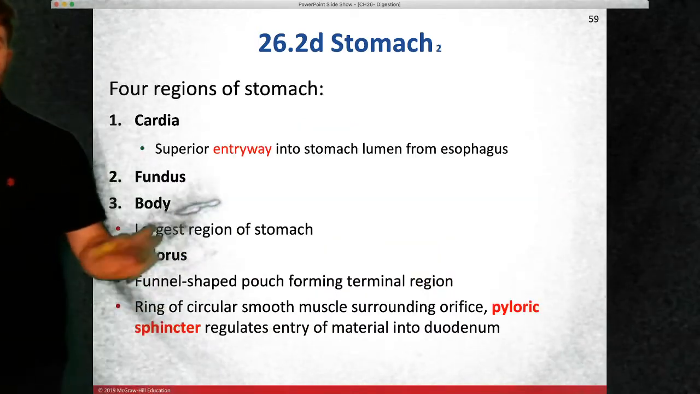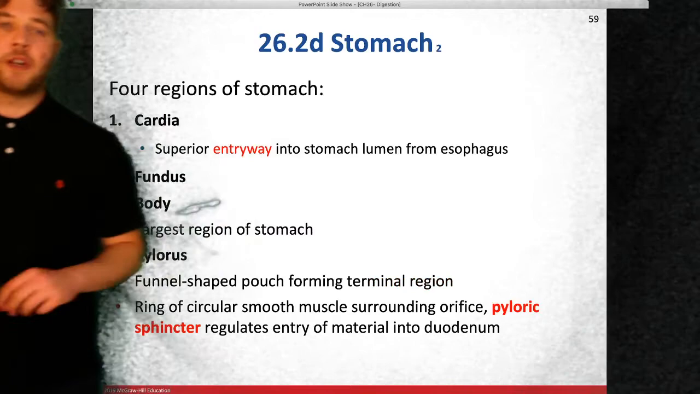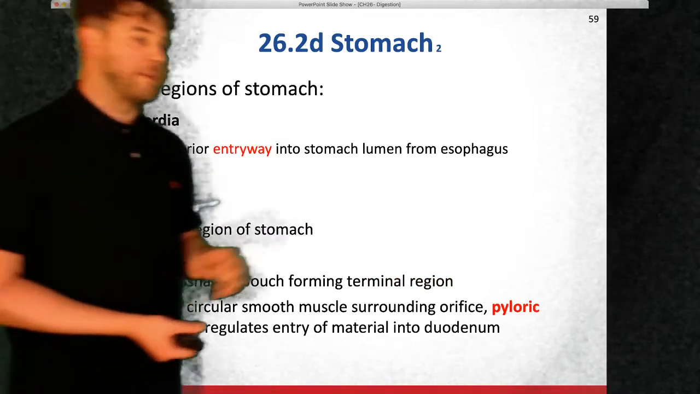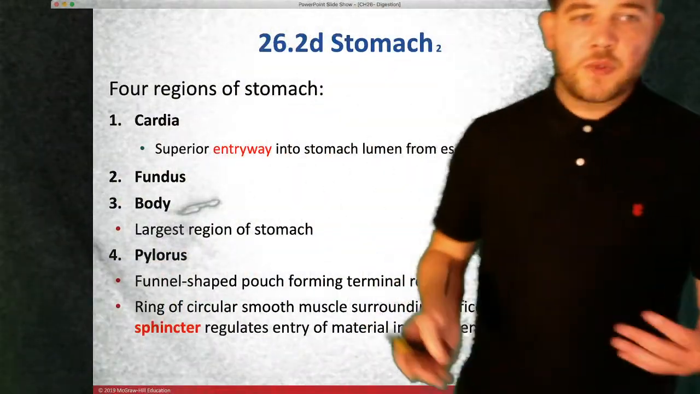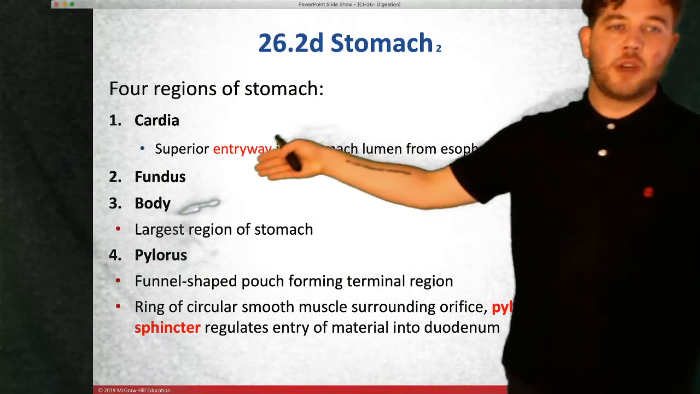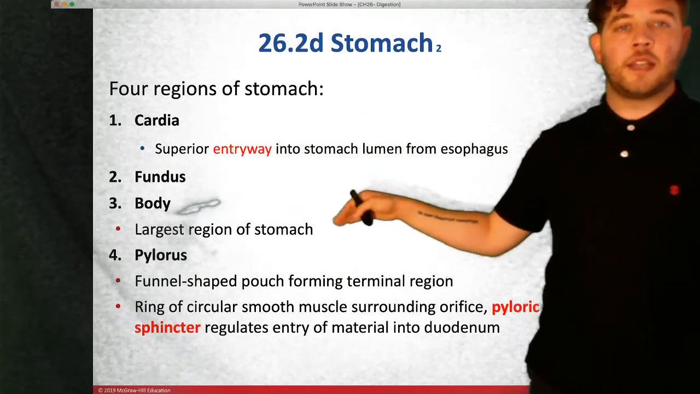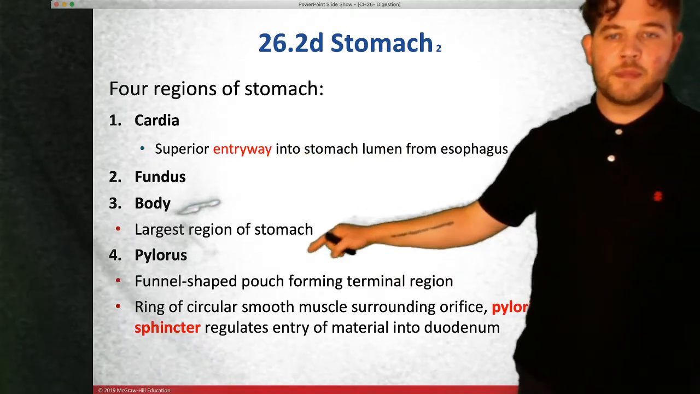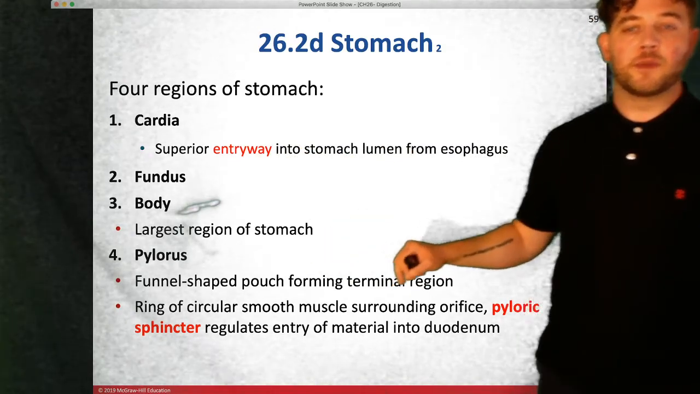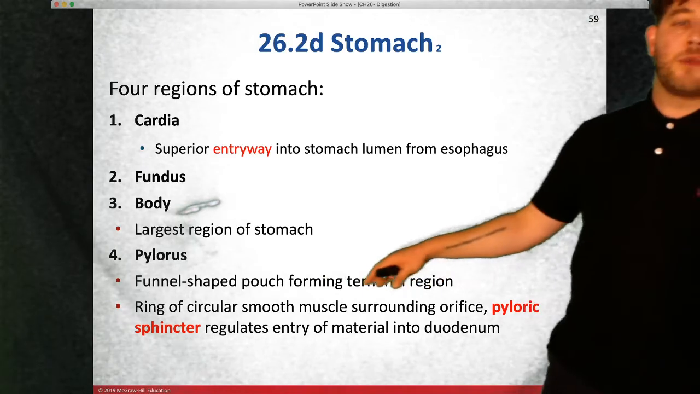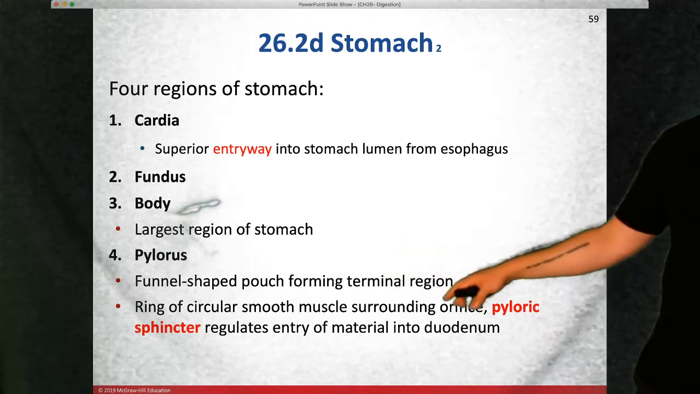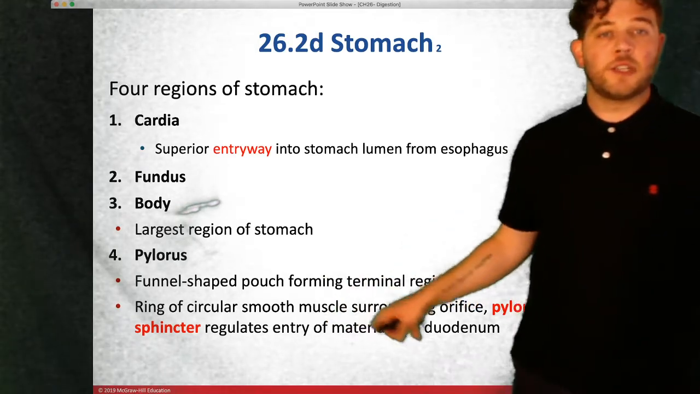There are 4 regions in the stomach. You have the cardia, which is the superior entryway into the stomach lumen from the esophagus. Once food enters the cardia, it shifts over to the fundus. Then it moves down to the body, which is the largest region, and then the final region is the pylorus. This is a funnel-shaped pouch forming the terminal region. It has a ring of circular muscle called the pyloric sphincter that regulates entry of material into the duodenum.